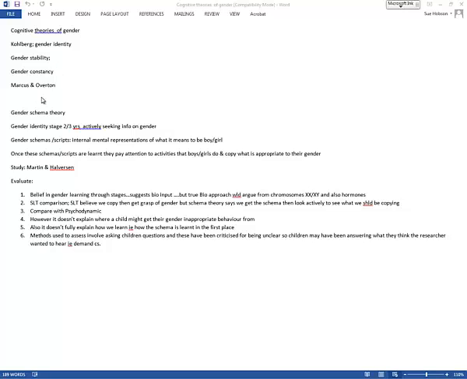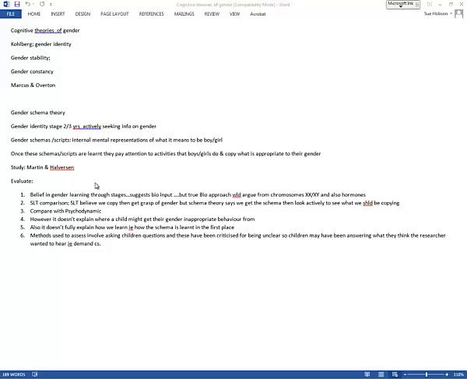Right, there are some key words that you would need to include. Gender schema theory. Keywords: Martin and Halverson for gender schema. So let's have a look at the evaluation. Right, first of all, what have we got here?